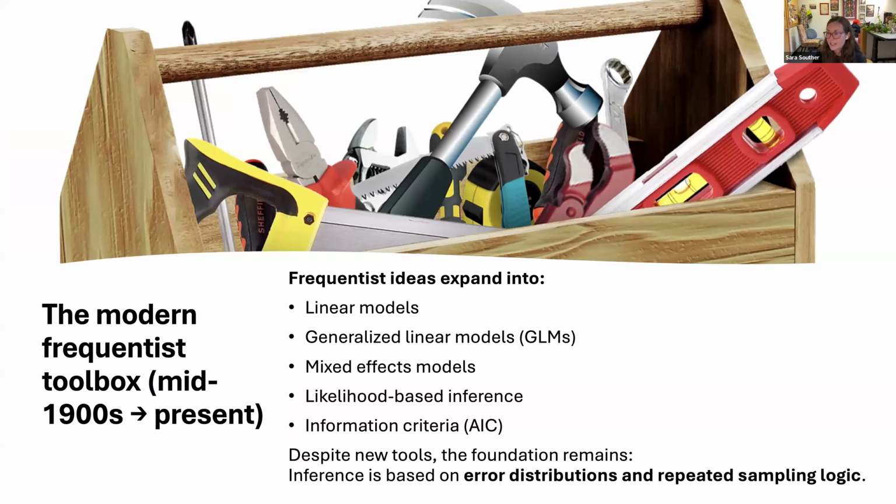Okay, well, and that brings us up to the modern toolbox. All of those foundational ideas expanded into the methods that we see today: linear models, generalized linear models, mixed effects models, likelihood based inference, AIC, all of these different things kind of develop from that core. And these are the tools that you'll actually be learning and using in this course. But despite how sophisticated they've become, the foundation hasn't changed. Inference is still based on error distributions and repeated sampling logic. And everything we just walked through in this history section is baked into every analysis that you'll end up running.